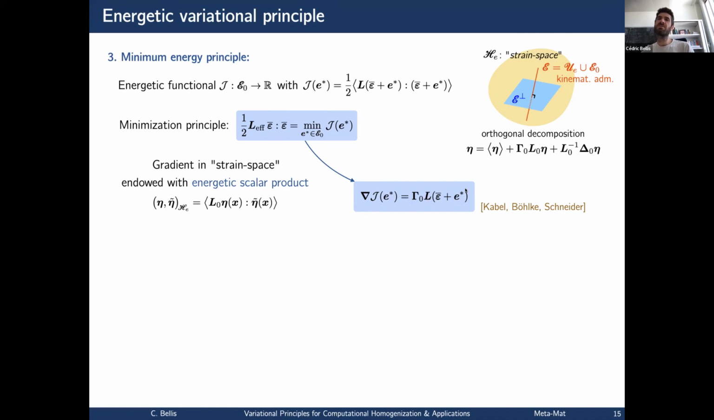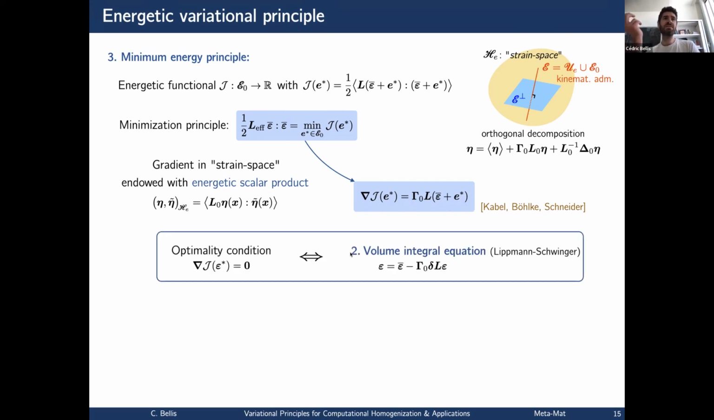And this has been observed relatively recently by these authors. The key point here is that the optimality condition, the gradient of J equals 0, is strictly equivalent to the volume integral equation. It's a bit technical. It uses a few properties of the Green's operator, but this optimality condition is exactly the Lippmann-Schwinger equation that we have seen in the first part.